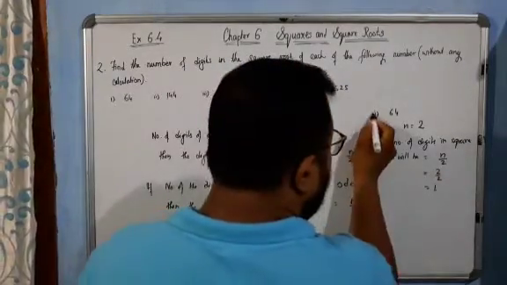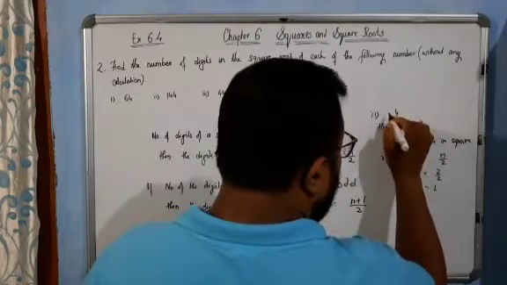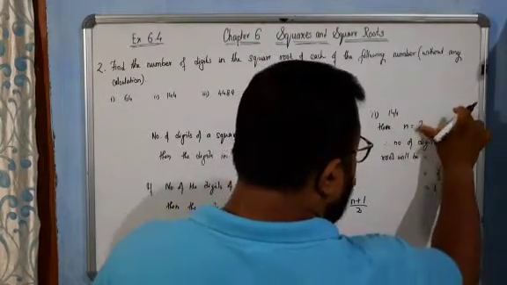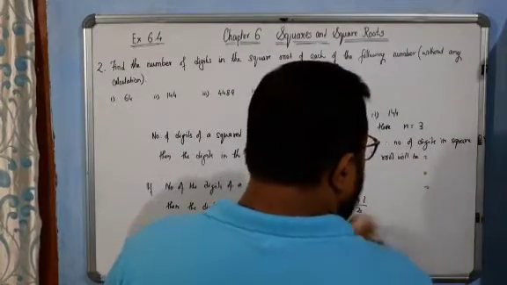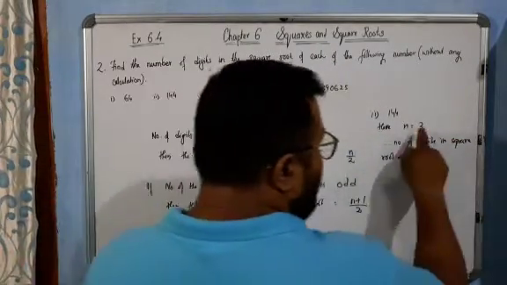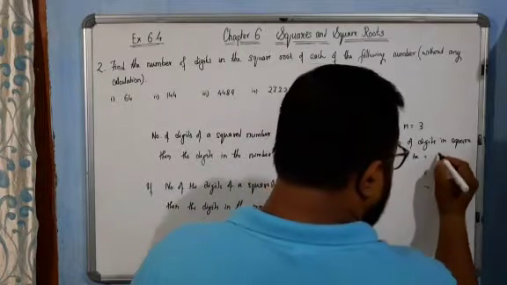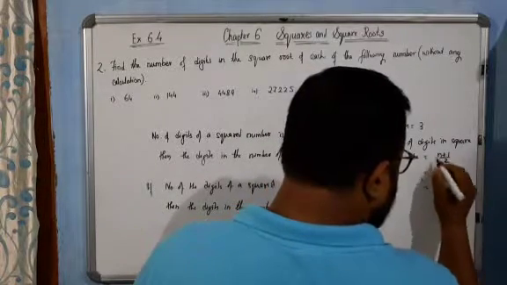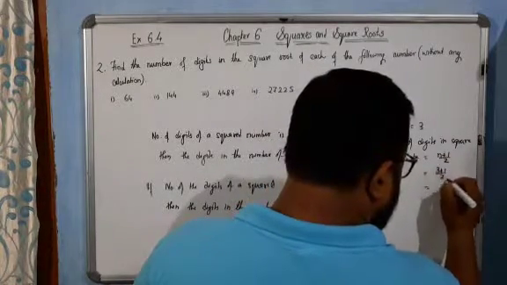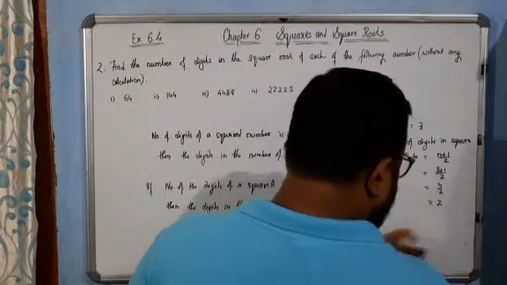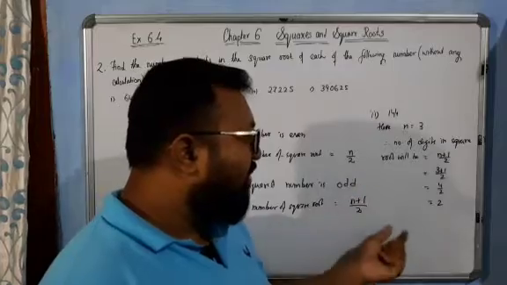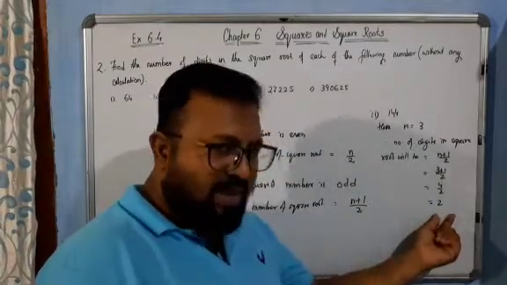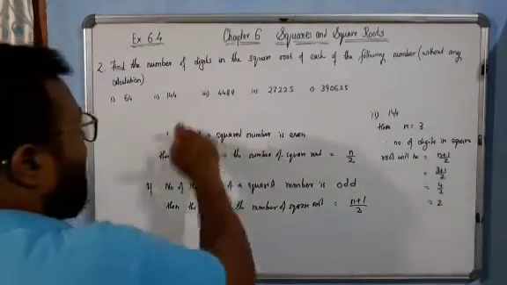Let me write here itself. Second, 144, here n equal to 3, which is odd number. Therefore the number of digits in the root will be how much? N plus 1 by 2, means 3 plus 1 by 2 equal to 4 by 2 equal to 2. So if we find the square root of 144, the result will have 2 digits. Okay, now come to the third one.